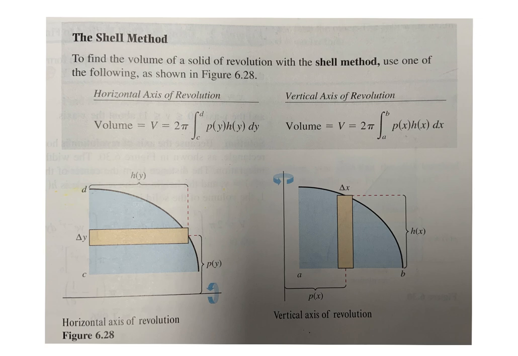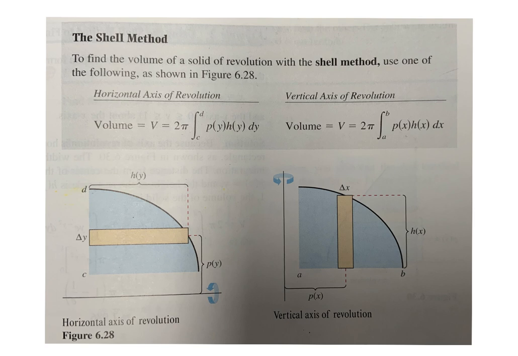All right. So if you are doing a horizontal revolution, you will want it in terms of y. If you're doing a vertical revolution, you'll want it in terms of x. Okay. So disk is exactly opposite. In fact, we're going to look at the two compared right after these two examples. And so you have to think about it.